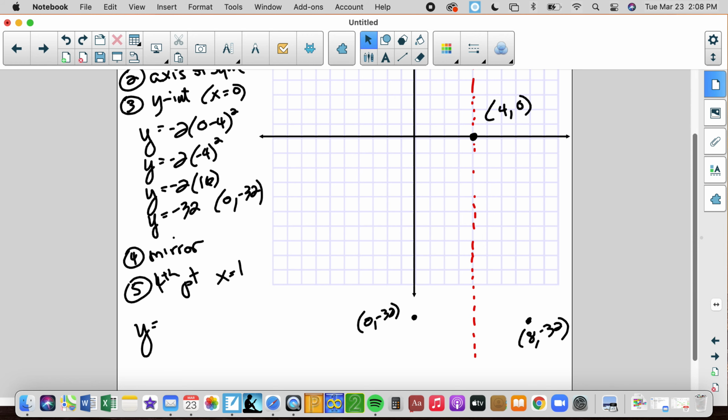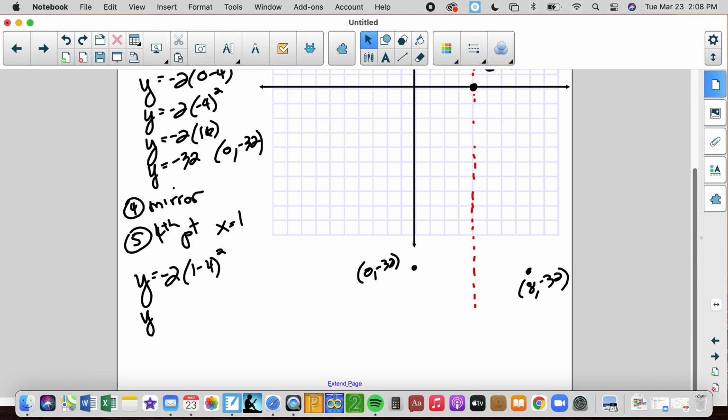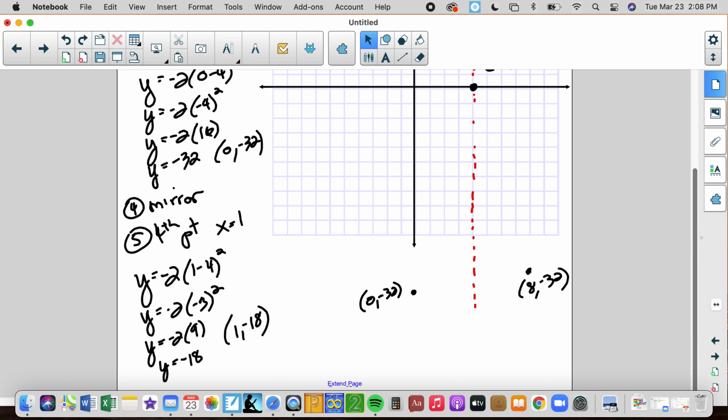So if we plug that in, we get -2 times the quantity 1 minus 4 quantity squared. So when we simplify, that's -2 times -3 squared, -2 times 9, -18. So when I plugged in 1, I got -18. So I didn't make it on the graph. So it'll be important that we still leave some space for our coordinates.